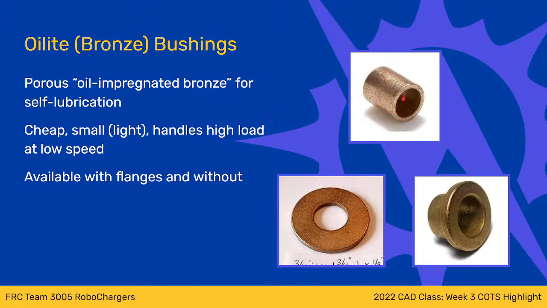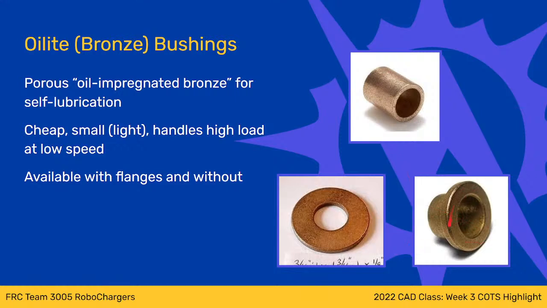Sometimes they put graphite in there instead of oil in case you need something without oil in it for certain applications. These are very cheap. They're widely available in a lot of different sizes. They're very small, so they also don't weigh very much. They fit in tight spaces. And they are good at handling very high loads because there's a lot of surface area, but only at low speed. They're very susceptible to high heat. So if you try to run these at thousands of RPM, you're going to have a bad time.